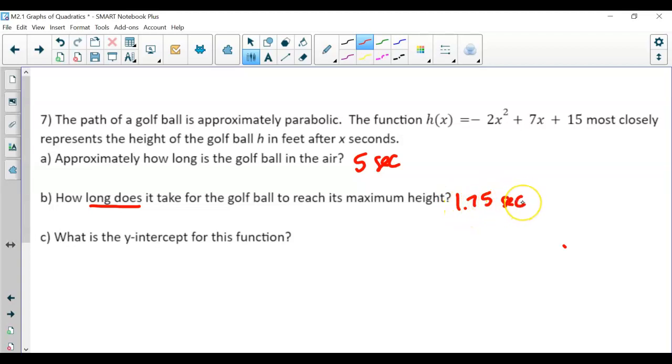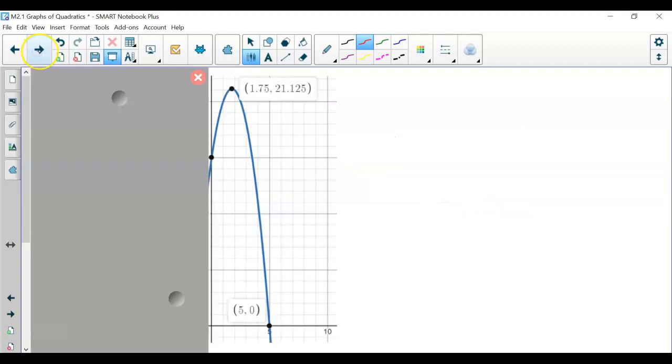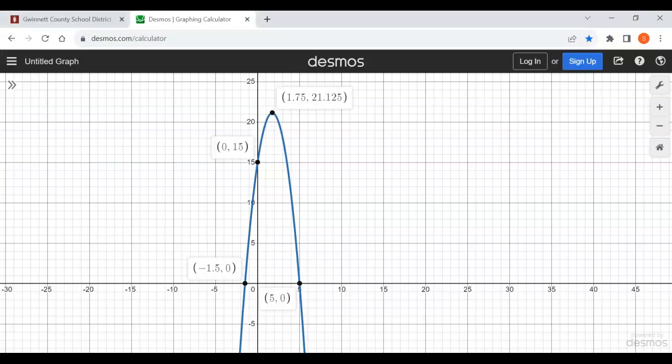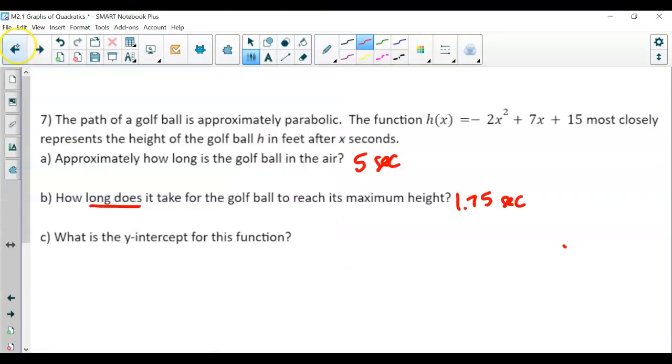1.75 seconds. And what is the y-intercept for this function? 0.15. So notice you should have seen that 0.15 here. So the y-intercept is 0.15. Now, what does that mean in context of the situation? That the golf ball started, and they recorded it starting, at 15 feet in the air.